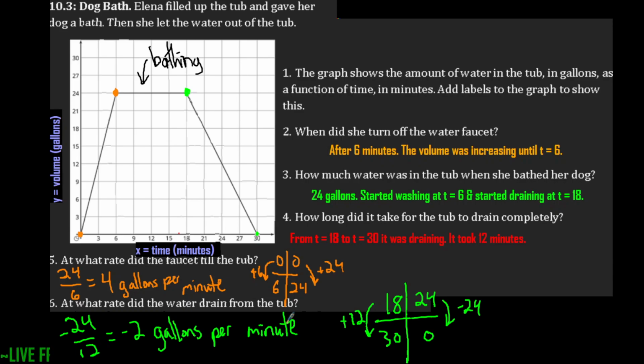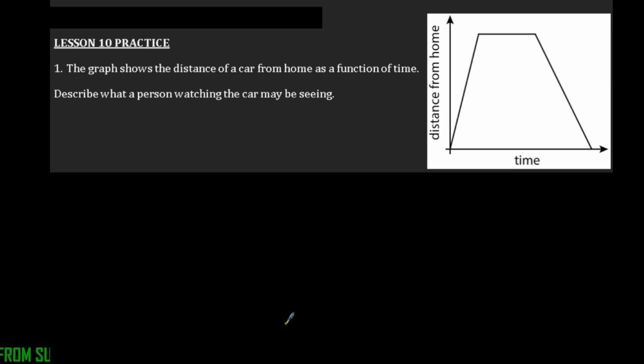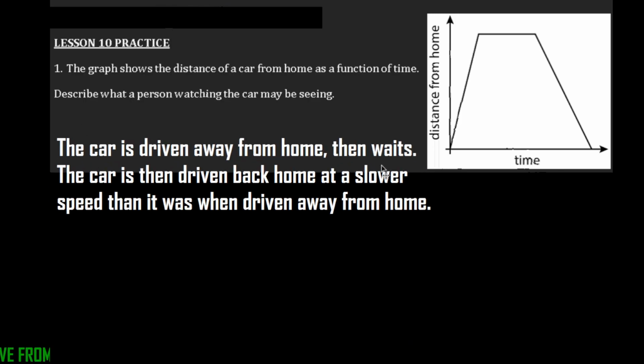All right, moving to the practice now. It says the graph shows the distance of a car from the home as a function of time. So again, notice how the y-axis is a function in terms of the x-axis. It says describe what a person watching the car may be seeing. So we could say something like this. We could say the car is driven away from the home, then waits, and then the car is driven back home at a slower speed than it was driven away from home.